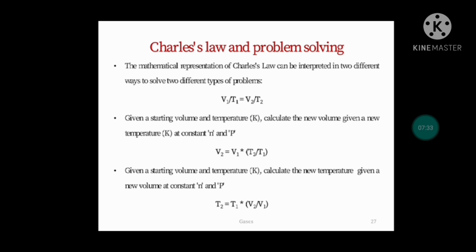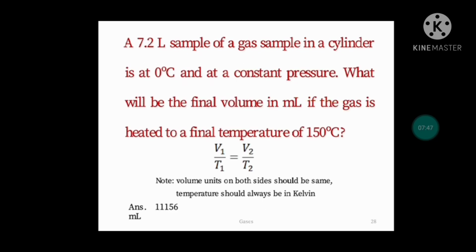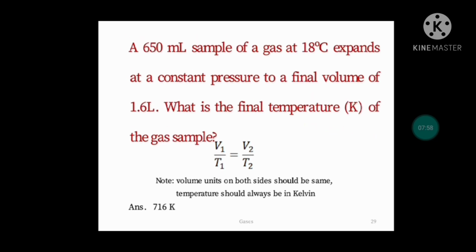Same way we have a problem based on it. For example, we can find out anything from the four. We can check V1, V2 or T1, T2. For example, you can check it here. We have to note down just one thing, that temperature and volume units should be the same on both sides. In this one also we have to note the same point, and the answer will be 716 Kelvin.